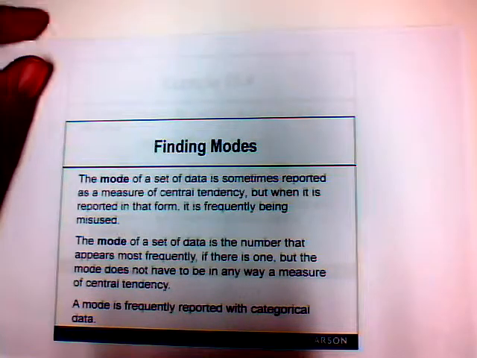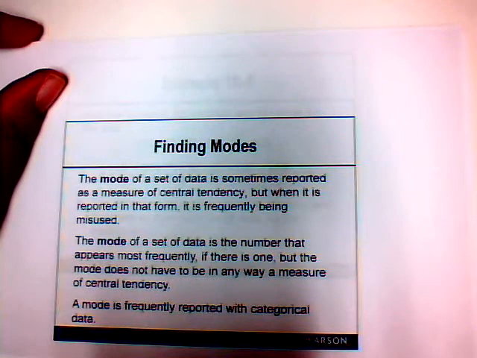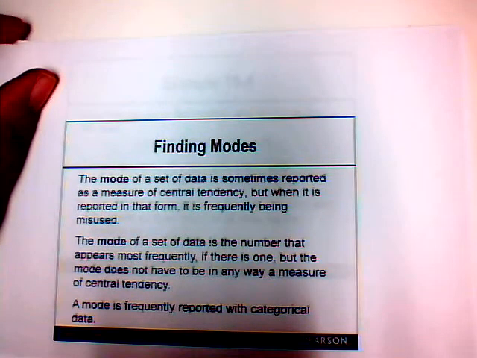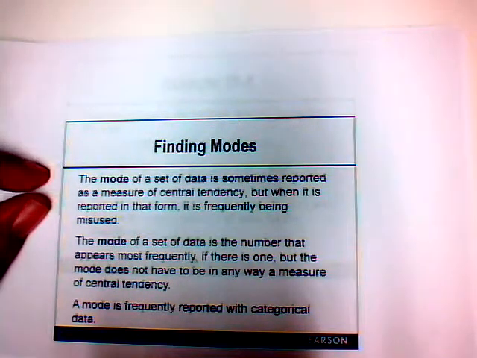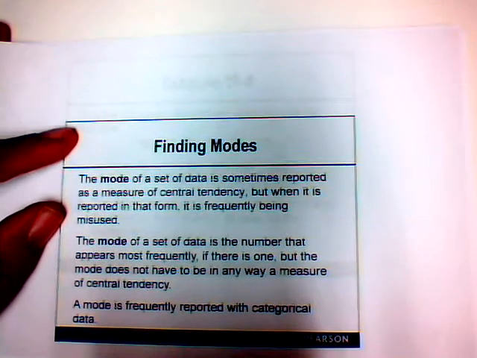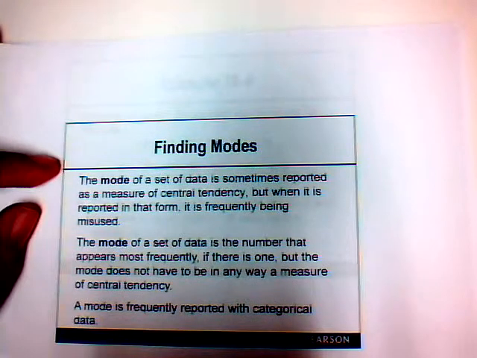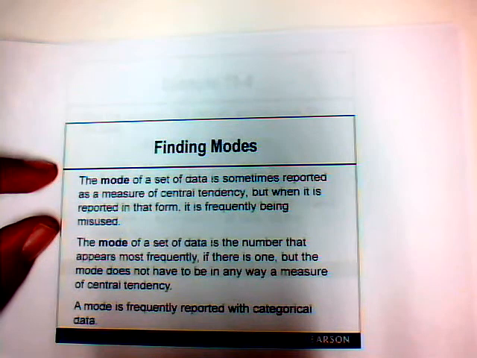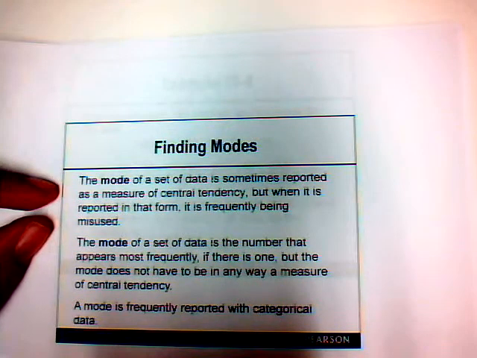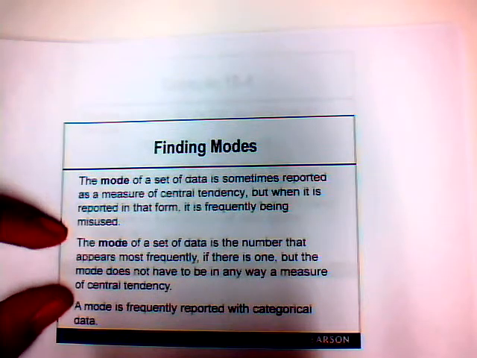And then next is finding the mode. It is a set of data that is sometimes reported as a measure of central tendency, but when it's reported in that form, it is frequently being misused. Your textbook tells you that there are two types of central tendency, the mean and the median, but there are other textbooks that mention the mode as a third measure of central tendency. But sometimes it's quite often misused.